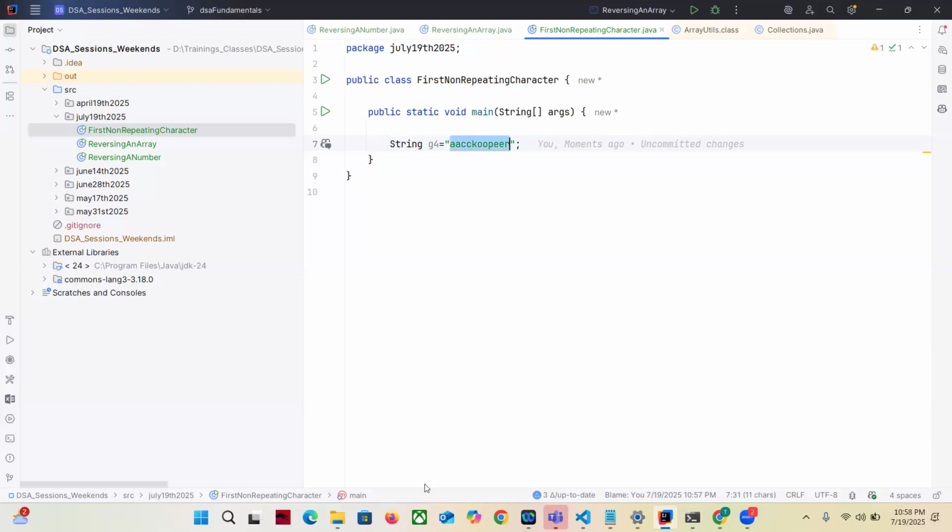So I want to know what is the first non-repeating character. We have to compare the first with the second, then the second with the third. If it repeats, then neglect it, and if it's not, then it reaches C and K. Okay, Aman.